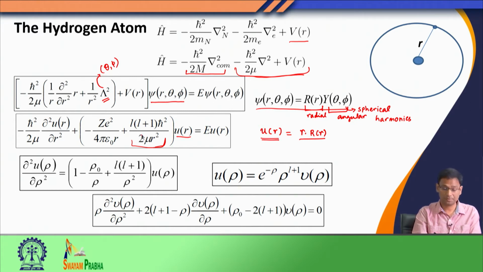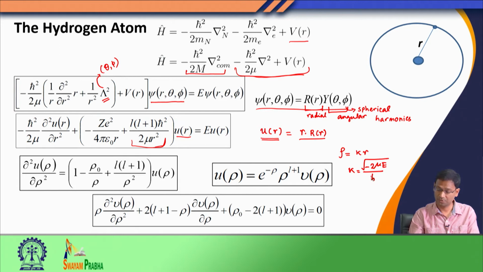Then what we have done is that we have introduced a dimensionless coordinate system rho, which is given as k r, where k is the square root of minus 2 mu E under h bar. And we have written down this differential equation of u of rho, where rho is the dimensionless coordinate. We needed to solve this differential equation.